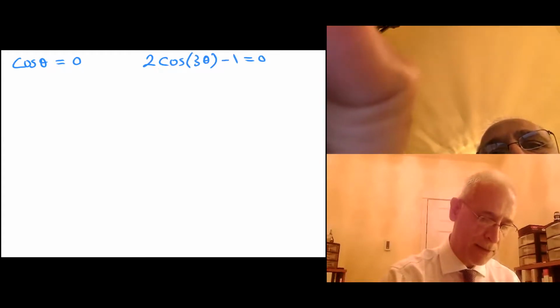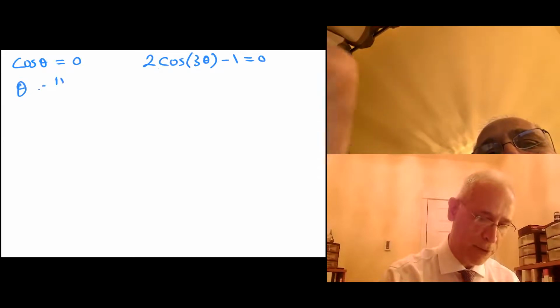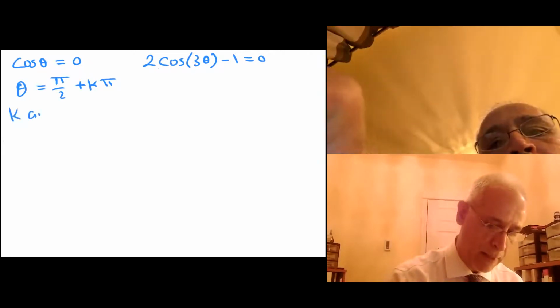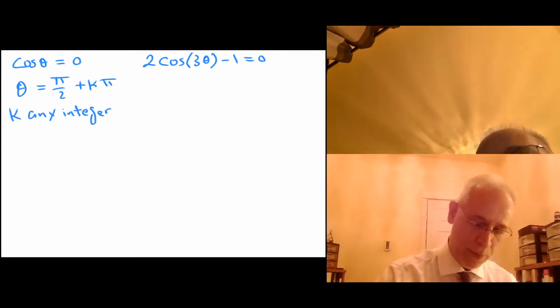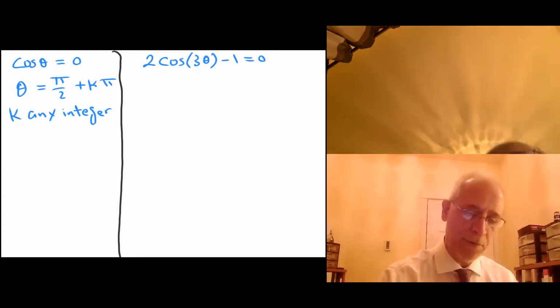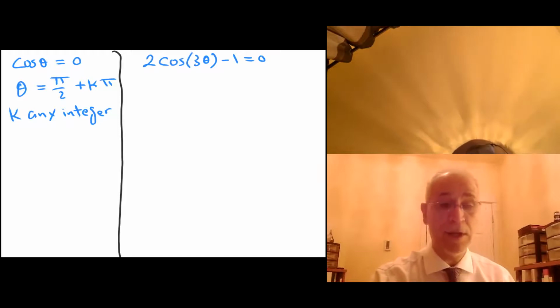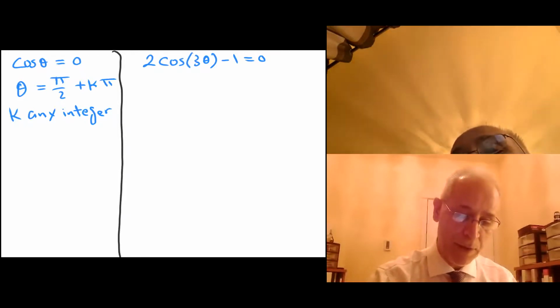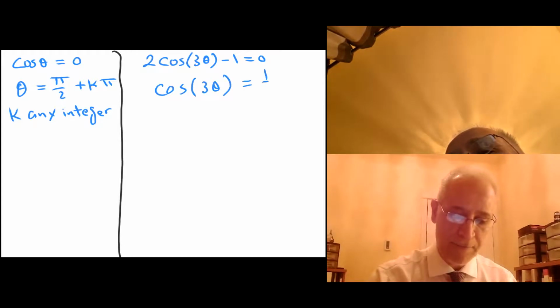This one is easy. Cosine of theta is 0 when theta is pi over 2 plus k pi, for k any integer. Solving on the right-hand side for cosine of 3 theta, add 1 to both sides, divide by 2, I get cosine of 3 theta equals 1/2.